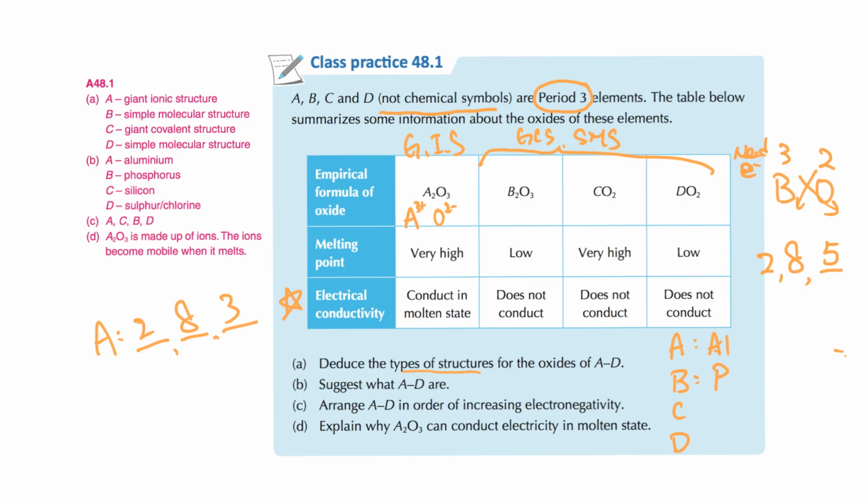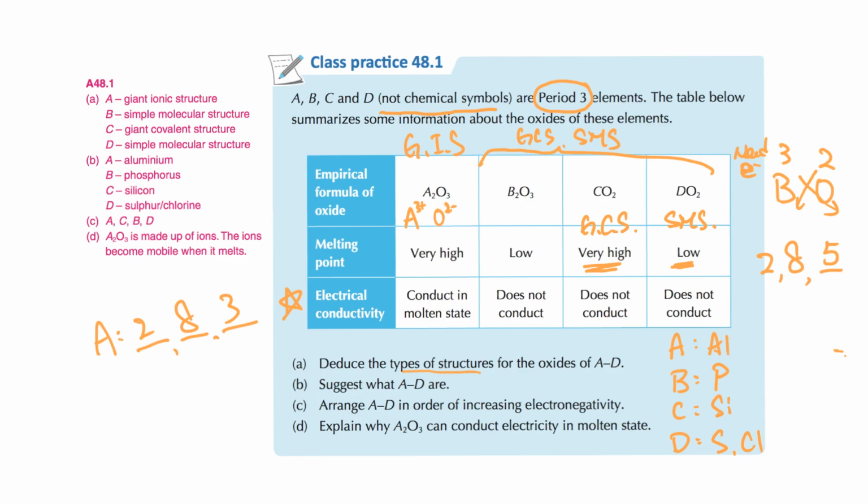While for C and D, you find that the melting points are different. One is very high, so this one is more likely to be GCS, while DO2 should be SMS. For GCS, very easy, C should be silicon. While D, the one that forms an oxide with a simple molecular structure, more likely will be sulfur or chlorine. Both of them should be all right.